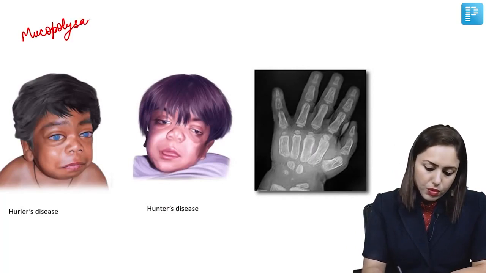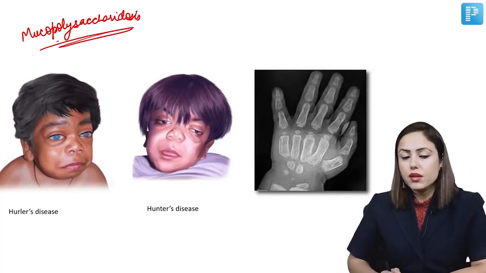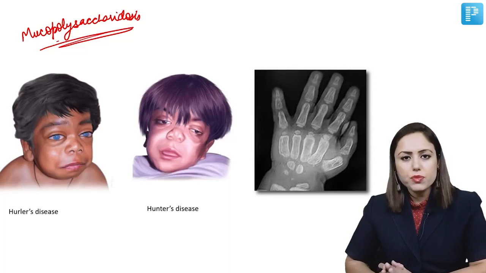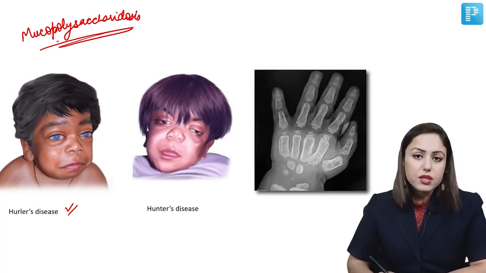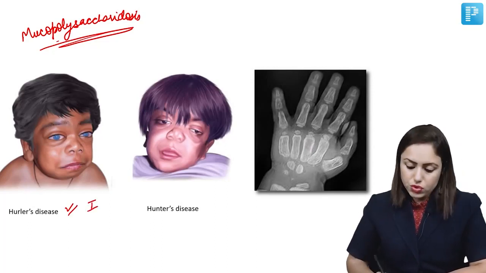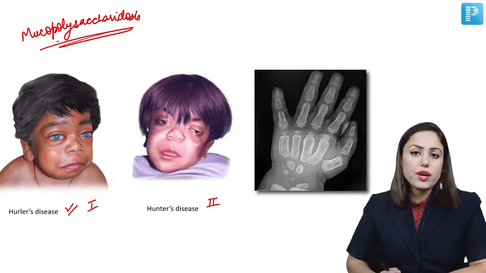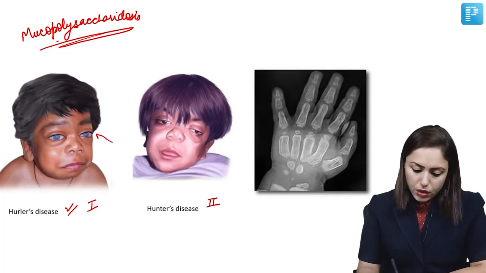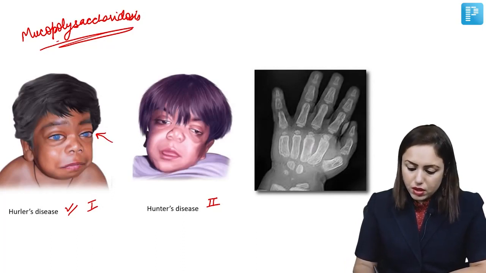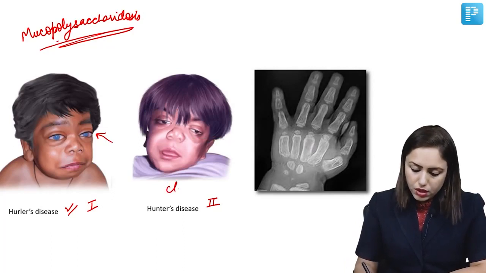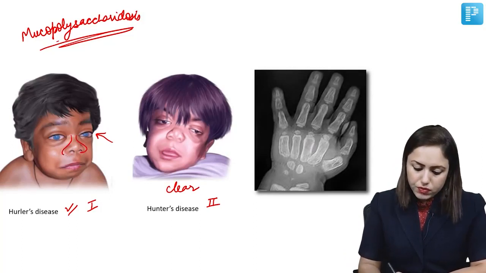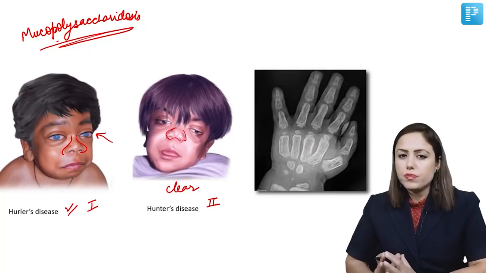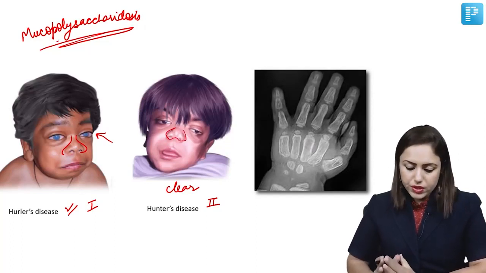Then mucopolysaccharidosis. Mucopolysaccharidosis, topic already covered in detail in a separate video in carbohydrates. Okay, here we can just see the images. Hurler disease, which is type 1 mucopolysaccharidosis, Hunter disease, which is type 2. There is corneal clouding in Hurler, but clear vision in Hunter disease. And the patients have coarse facial features, mucinous discharge coming out always, right?